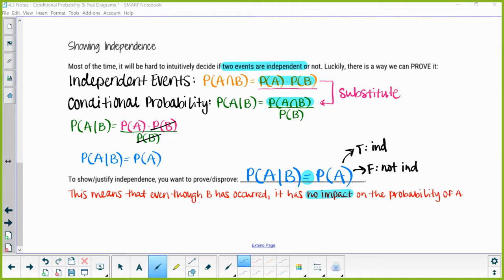So now we are going to move on and we are going to actually verify that we have independence for another set of events. So I'm going to give you a little bit of time to copy down.